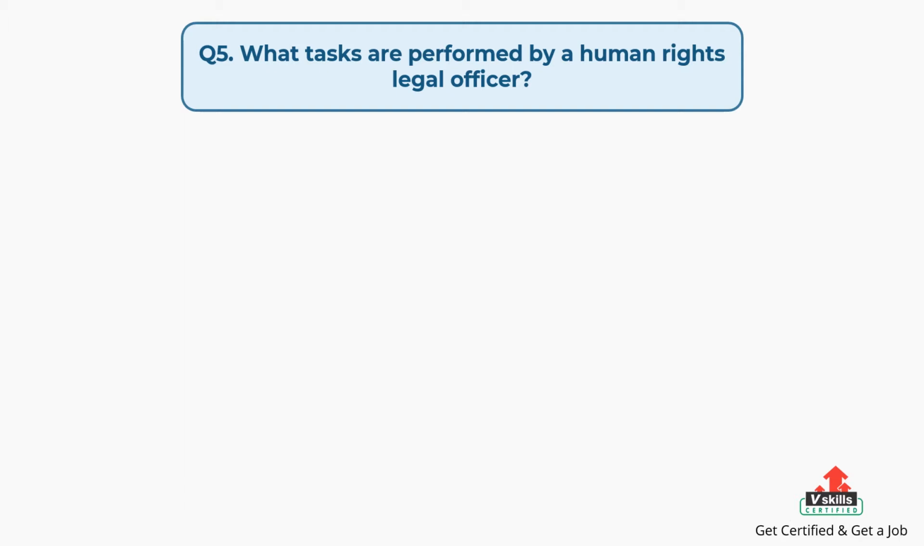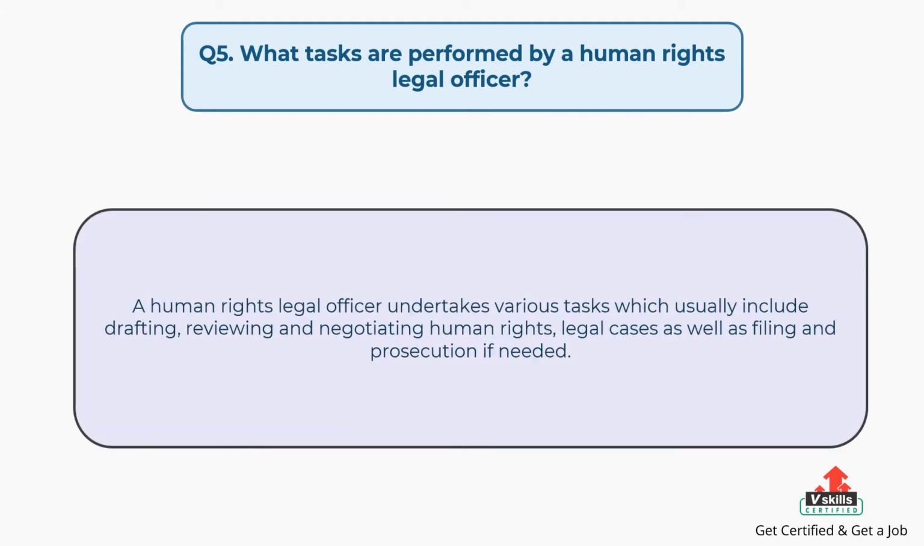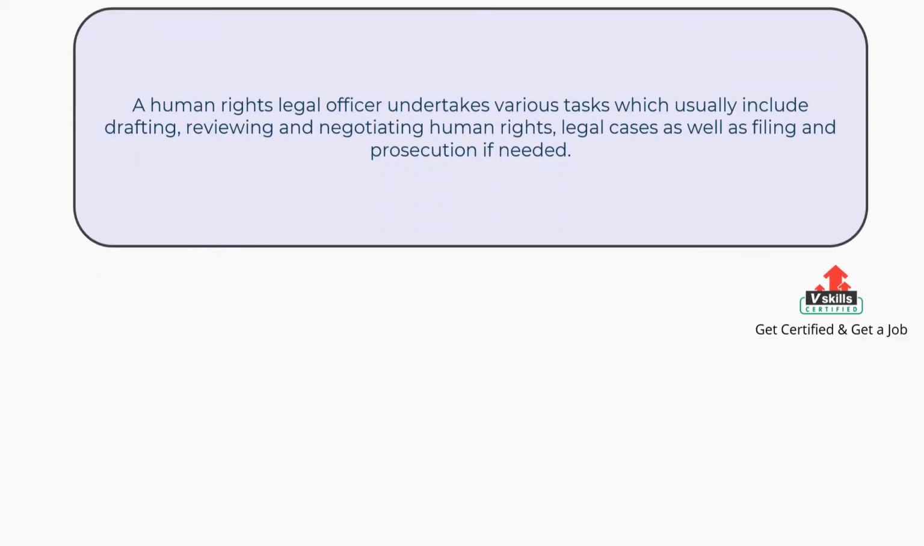Question number 5. What tasks are performed by a human rights legal officer? The answer is: a human rights legal officer undertakes various tasks which usually include drafting, reviewing and negotiating human rights legal cases, as well as filing and prosecution if needed.